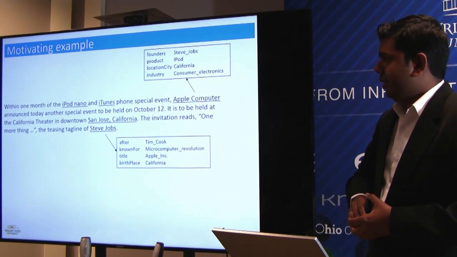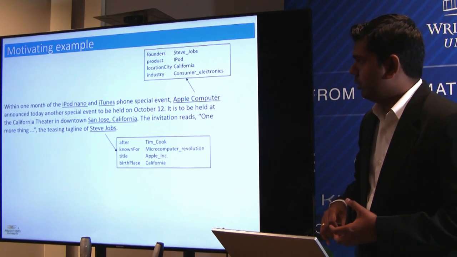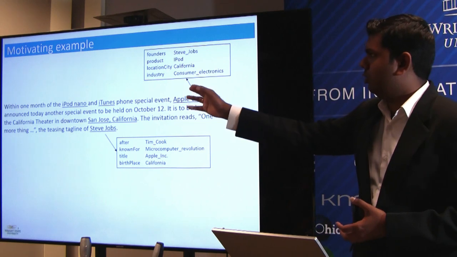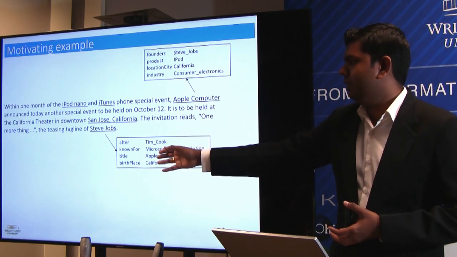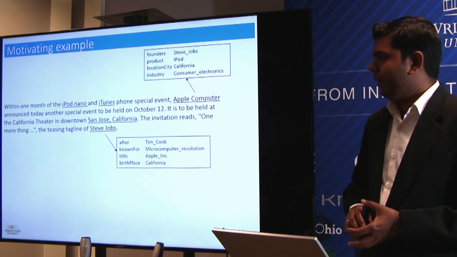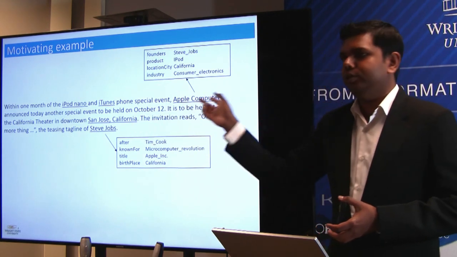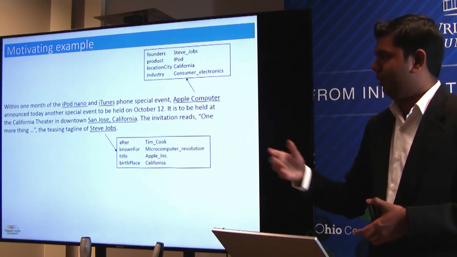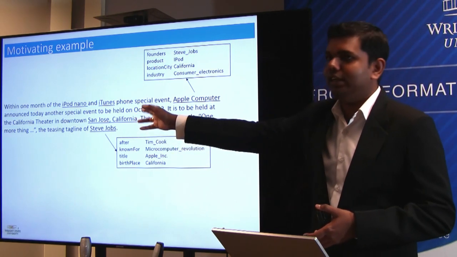For example, for Steve Jobs, if it can try to match Apple somehow, even though it's Apple computer, it says his title belongs to Apple Incorporation, and that may give a connection between Steve Jobs and Apple computers. And also it says his birthplace is California, and California appears here in another entity.